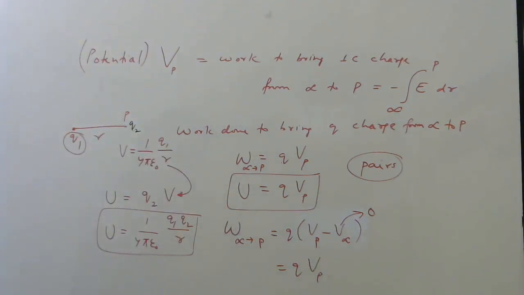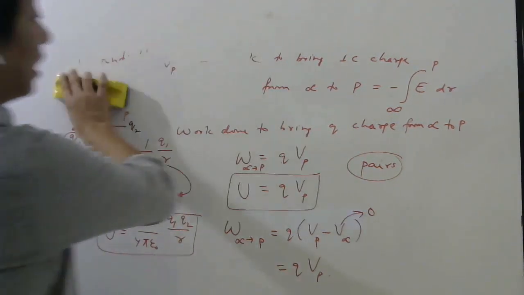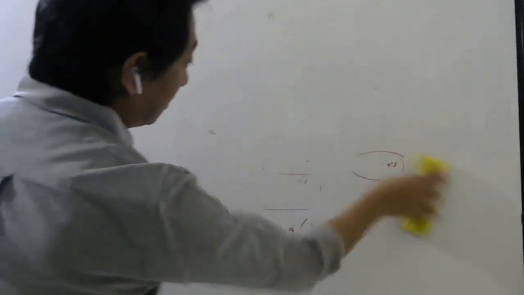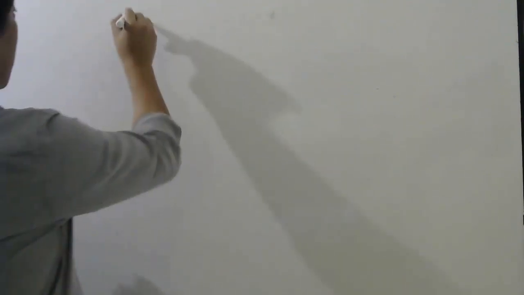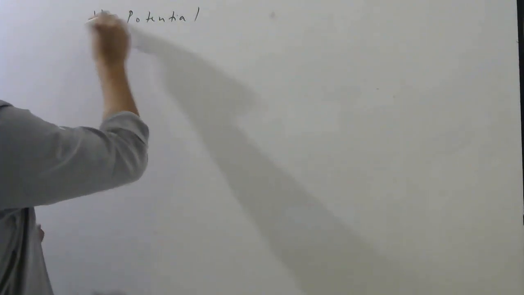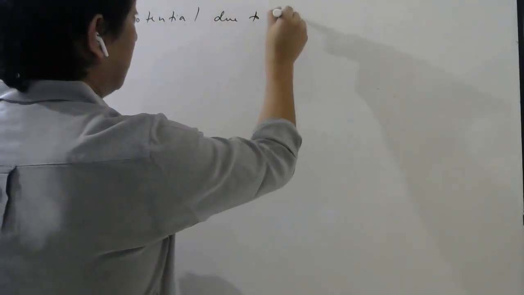Now students, if you remember, I calculated potential for different charge distributions. For a point charge, it is very easy. I did it for a spherical shell of charge, then for a solid sphere, then for a line charge, then for a sheet of charge. Today, we will do the potential due to a ring of charge.